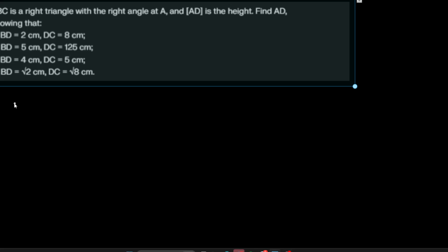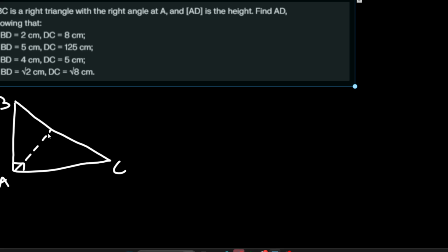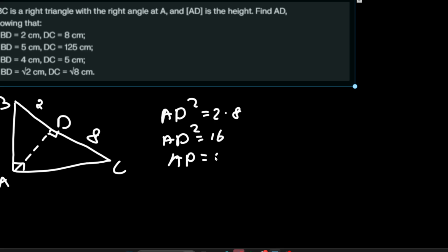ABC is a right triangle. Draw a right triangle, and the right angle is A, so it's here. AD is the height, so it's here. Find AD knowing that BD is 2, DC is 8. Actually, it's kind of the same thing. So BD is 2, DC is 8. Now find the AD. AD squared equals 2 times 8, which is 16. So AD squared equals 16. And then the square root of 16 is 4. Okay, so that's case A.